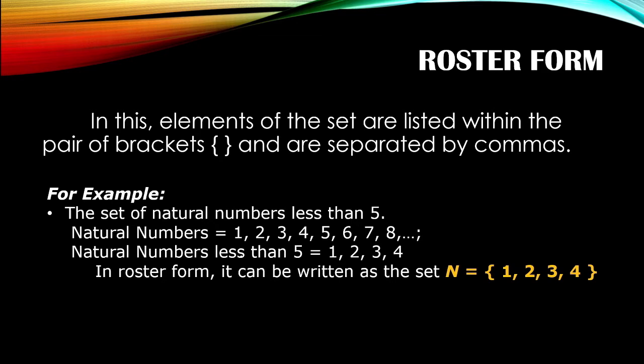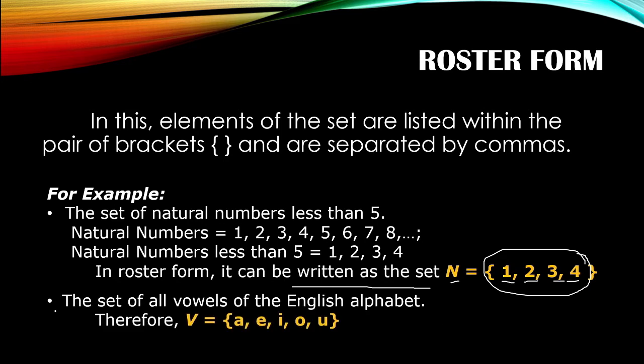So what are the numbers less than 5? In roster form, it can be written as the set of n as the element of 1, 2, 3, 4. So as you can see, we listed the elements, the natural numbers that are less than 5.